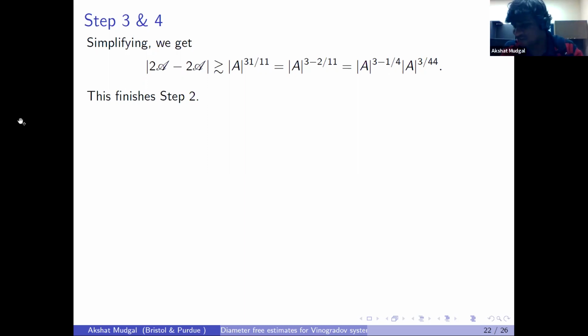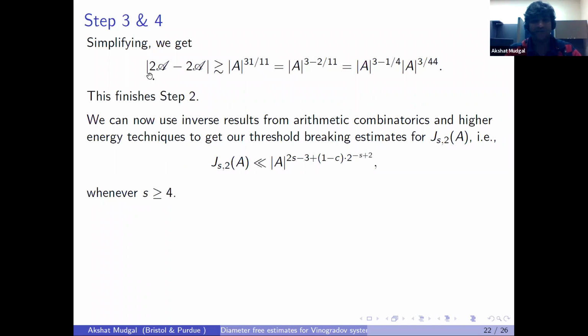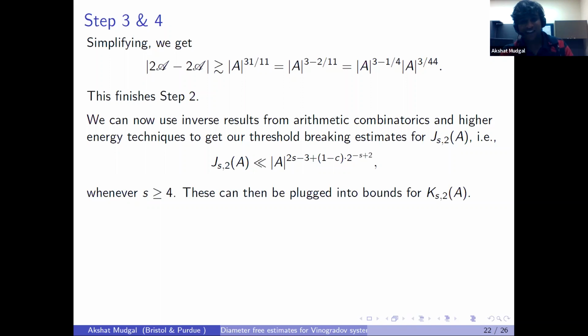And because of a lack of time, I couldn't say much about step 2, but essentially the idea is we can use inverse results. Now that we have threshold breaking bounds for the sumset, we can use inverse results to get threshold breaking bounds for the second energy. And these use more higher energy methods along with some simple ideas from additive combinatorics. And now you can iterate this, because remember our third energy was bounded in terms of the second energy.